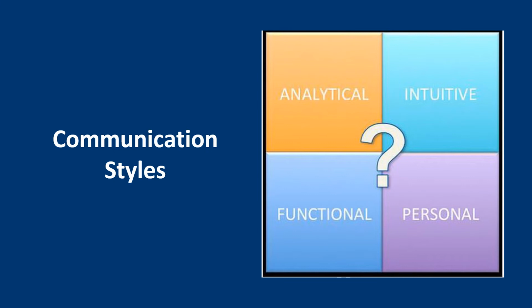Intuitive communicators like the big picture. They avoid getting bogged down in details, and they cut right to the chase. They don't need to hear things in perfect linear order, but prefer instead a broad overview that lets them easily skip right to the end point.